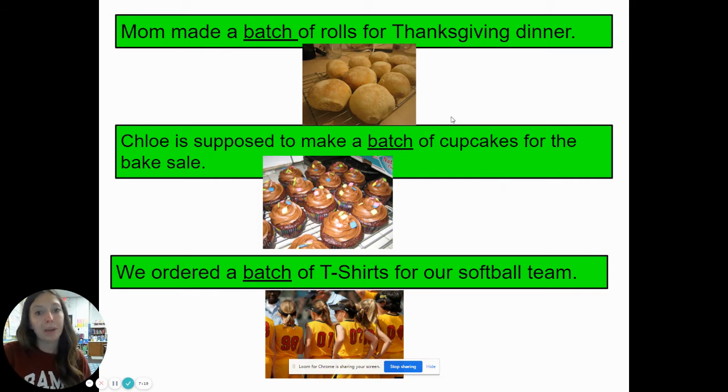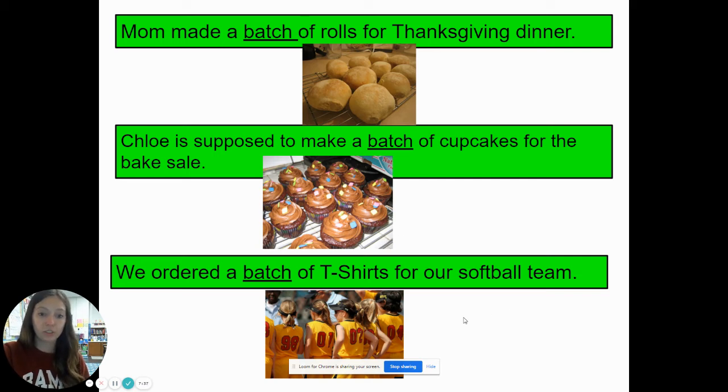So Mom made a batch of rolls for Thanksgiving dinner. So here you can see the batch. They were all made at the same time. Chloe is supposed to make a batch of cupcakes for the bake sale. So here's an example of what Chloe's cupcakes might look like. You can see there's a batch. They all look very similar. They were all made at the same time.